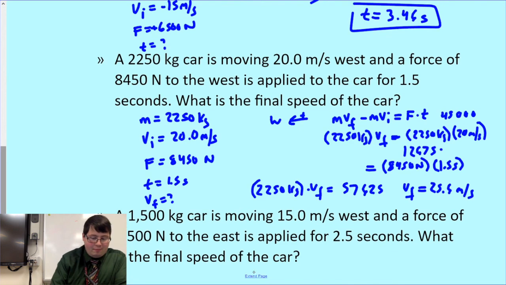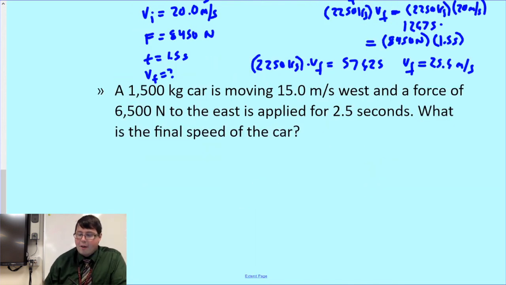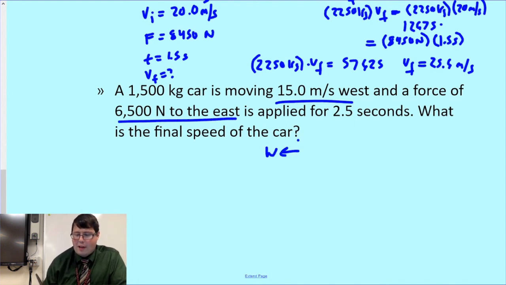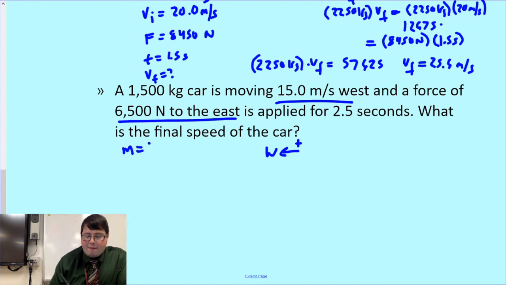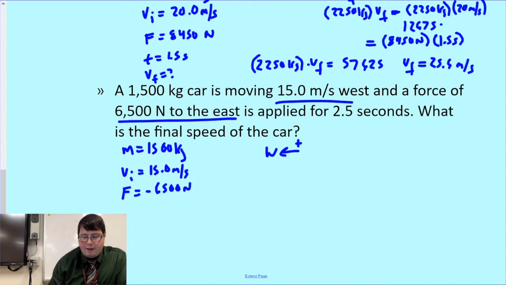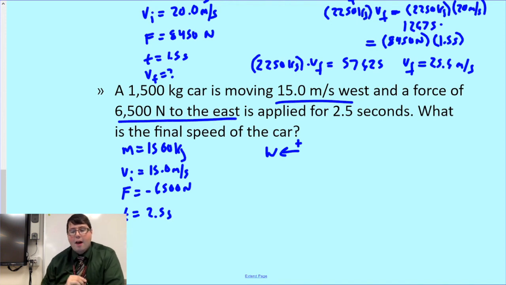Let's try our last one then. So my last one, very similar thing, but now I'm moving at 15 meters per second west, but my force is now to the east. Let's go ahead and still make west positive. When I list out my variables now, mass of 1,500 kilograms, my VI is 15.0 meters per second. We're going to make that positive. My force is now going to be negative 6,500 newtons. Don't forget that direction matters because these are all vector quantities. And my time is now 2.5 seconds. I want to know the final speed of my car.